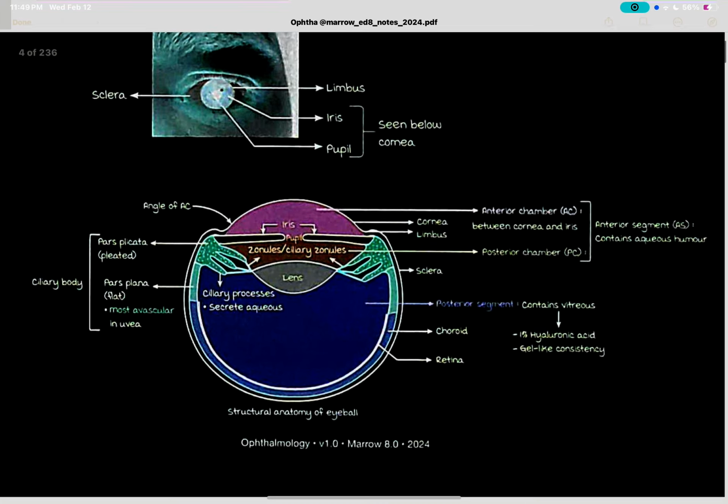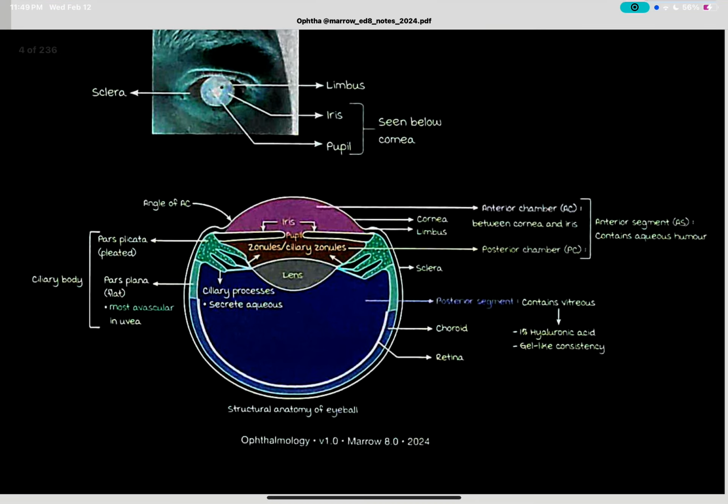Then this is the ciliary body. Ciliary body has two parts. Pars plicata, that is pleated, and pars plana, flat, most avascular in uvea. What is the most avascular structure in uvea? Pars plana. This is pars plicata. And then it is connected to the lens.